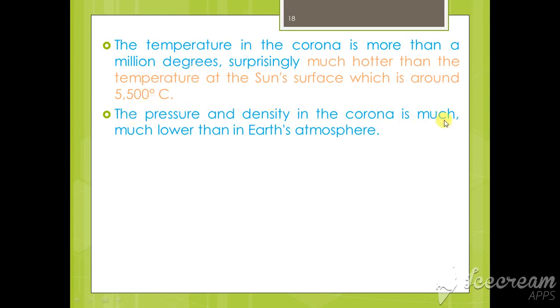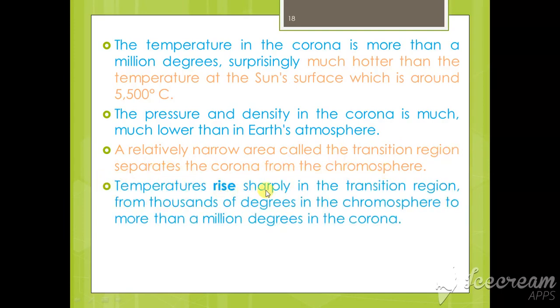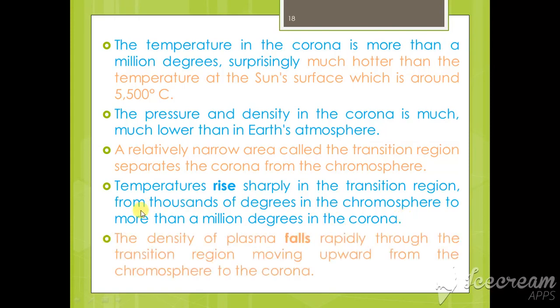The pressure and density in the corona are much lower than in Earth's atmosphere. Both are very small. A relatively narrow area called the transition region separates the corona from the chromosphere. Temperature rises sharply in the transition region from thousands of degrees in the chromosphere to more than 1,000,000 degrees in the corona. The density of plasma falls rapidly through the transition region, moving upward from the chromosphere to the corona. So density falls while the temperature rises from the chromosphere to the corona.